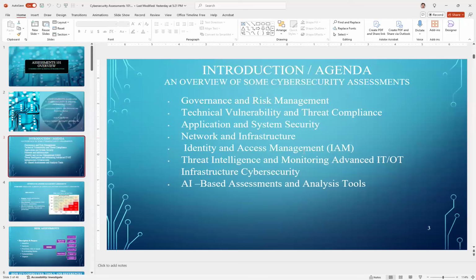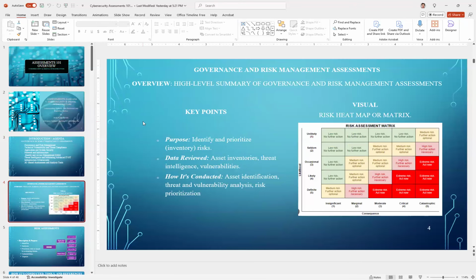For technical vulnerability and threat compliance, application systems security, network infrastructure, IAM, threat intelligence and monitoring for IT and OT, and infrastructure, cybersecurity, and AI-based assessments and analysis tools, which I just decided to add as an extra. For governance and risk management assessments, it's just kind of a high-level summary. I'm not going to go into much detail with all of these, just the highlights.